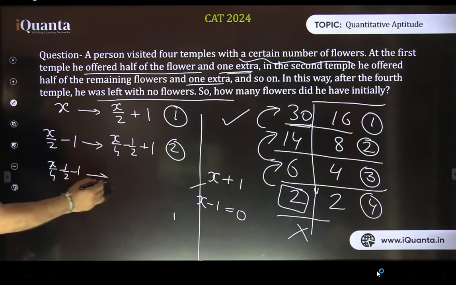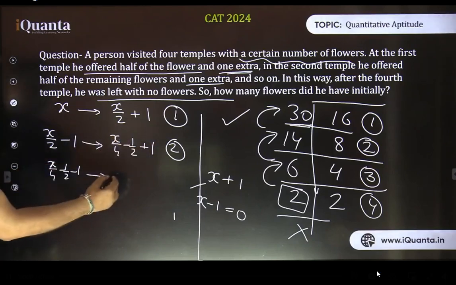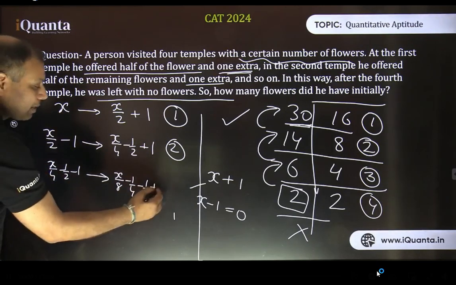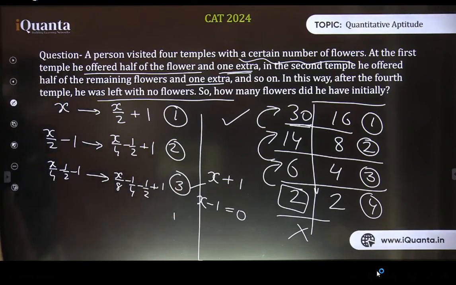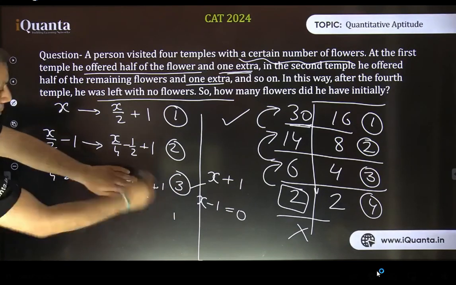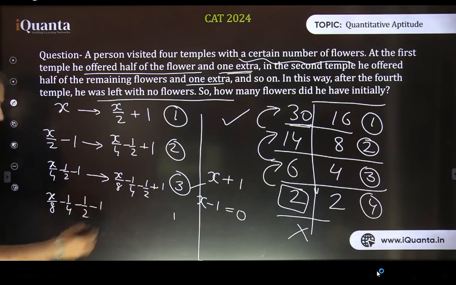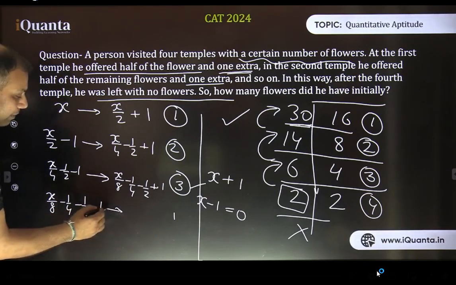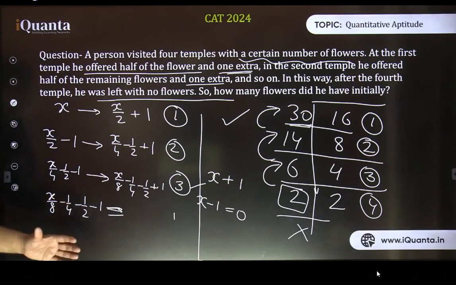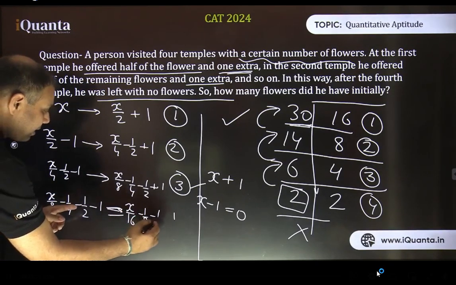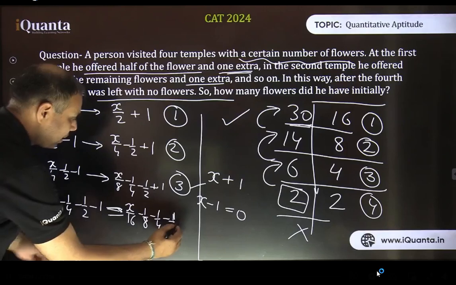Now in the third temple, he is going to offer half of this plus 1, that is x by 8 minus 1 by 4 minus 1 by 2, which is half of this plus 1. So that is the number of flowers being offered in the third temple. And he is left with how much? This half minus 1, or x by 8 minus 1 by 4 minus 1 by 2 minus 1. And in the last temple, what is he offering? He is offering all the flowers, which is basically half of this plus 1. That means x by 16 minus 1 by 8 minus 1 by 4 minus 1 by 2 plus 1.